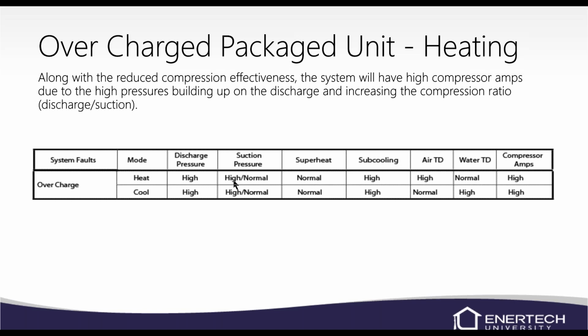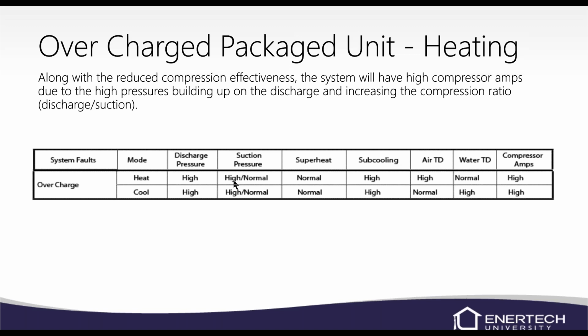Superheat normal, subcooling high. You have a high air temperature difference, and normal on your source side. And your compressor amps will be high as well. Basically, your high pressure is building up on the discharge, and it increases our compression ratio, which is our discharge divided by our suction pressure. So the farther those get apart, the higher your compression ratio and the harder it is on your compressor.